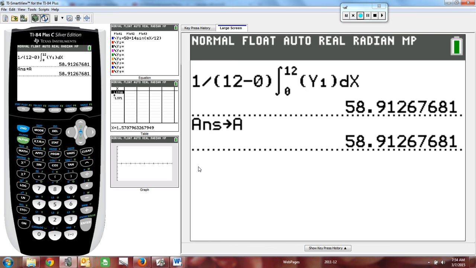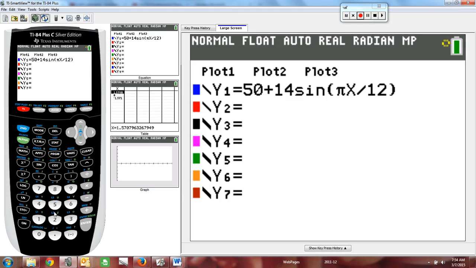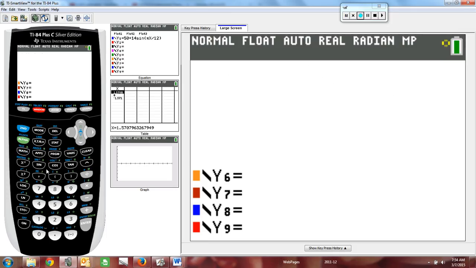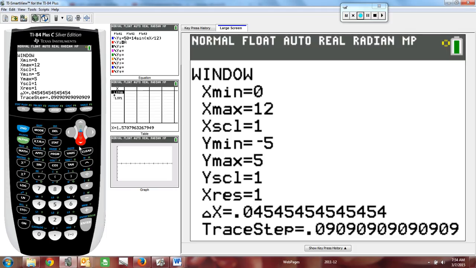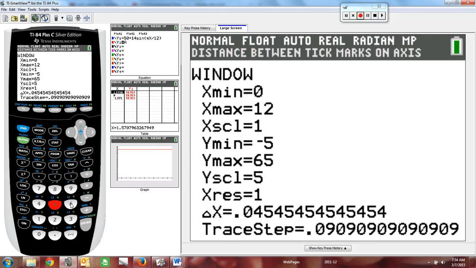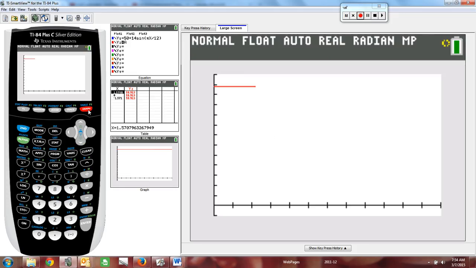So coming back to my calculator, now that I have that stored in A, I'm going to import that A into my calculator. Let's pick a decent window. We definitely know we want 0 to 12. We don't know whether it goes positive or negative for your temperature values, but we're interested in where it intersects 58-ish. So don't really worry about the negatives so much. Let's go up to maybe 65 and go by increments of 5. And then we can take a look at our function.